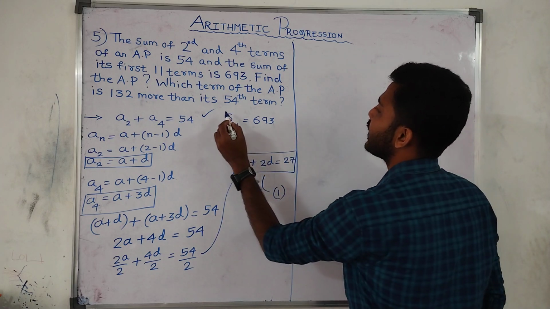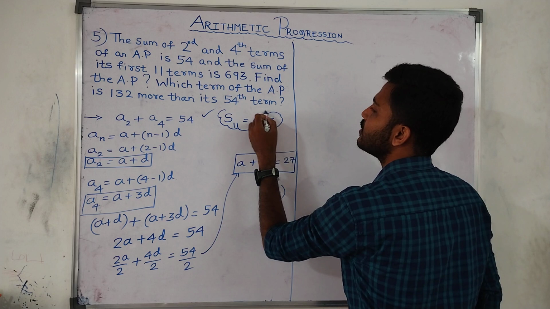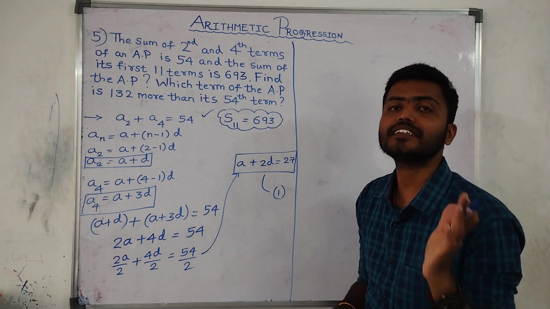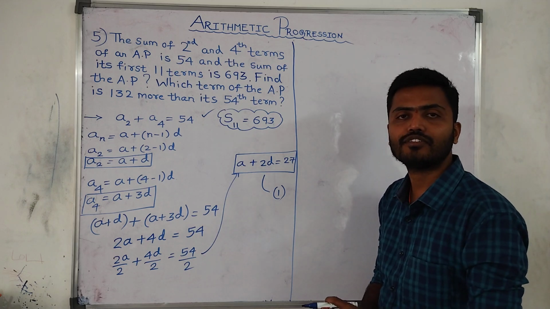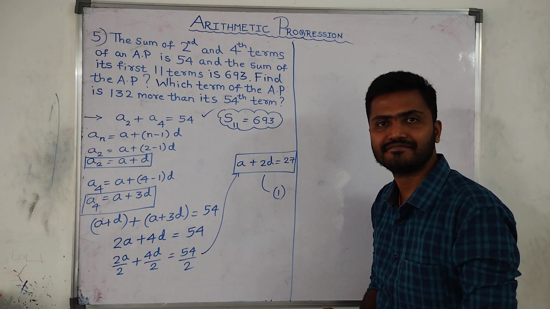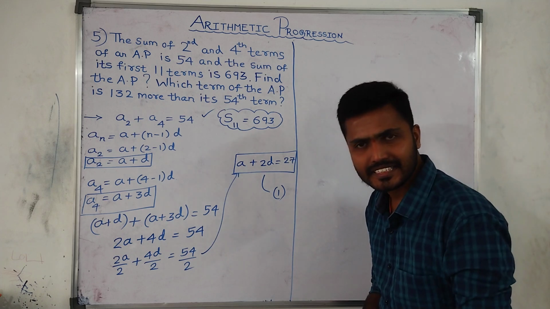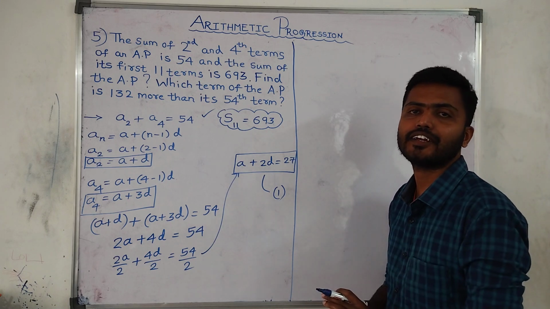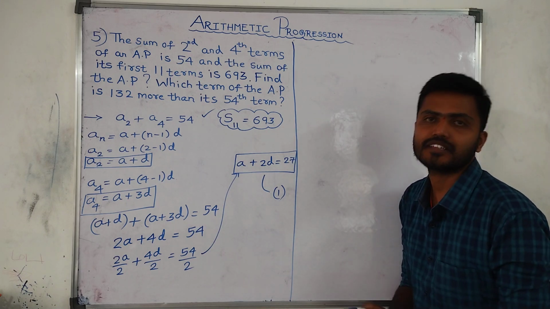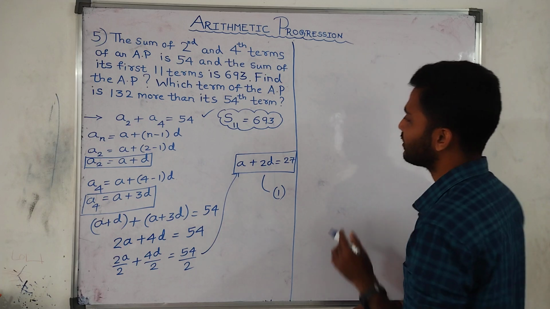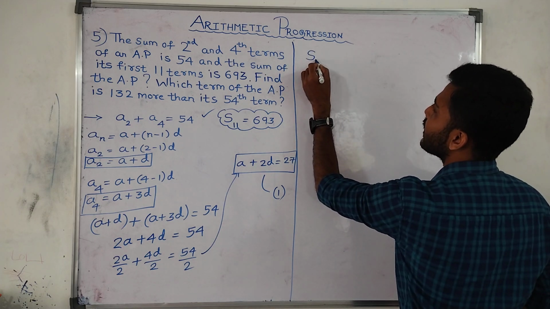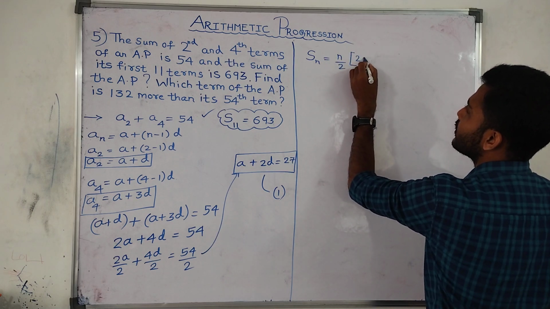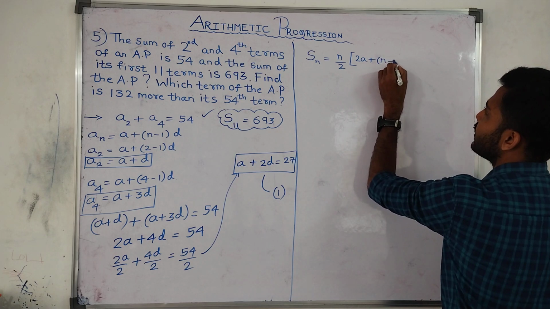So next ಏನು ಕೊಟ್ಟಿದ್ದಾರೆ ನಮಗೆ? So sum of 11 terms is 693. So now can you please tell me what is the formula to find the sum of n terms of an arithmetic progression? Yes, absolutely correct. It is Sn is equals to n divided by 2 into the bracket 2a plus n minus 1 into d. Okay, so we know the formula. Sn is equals to n by 2 into the bracket 2a plus n minus 1 into d.